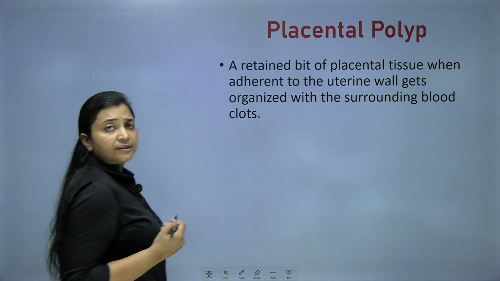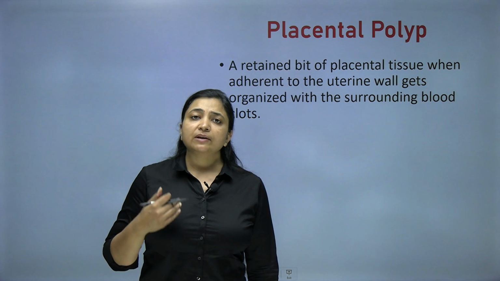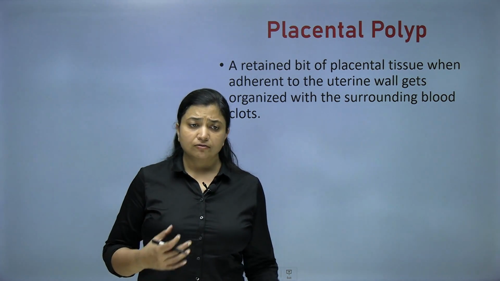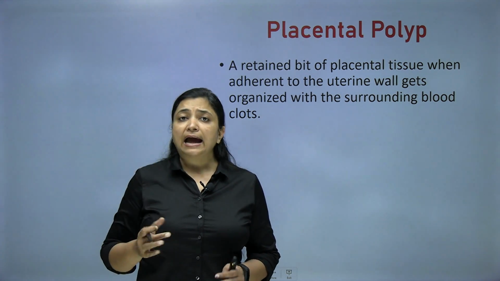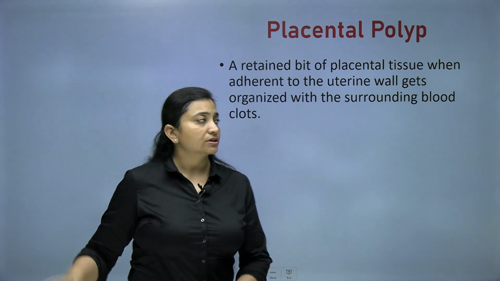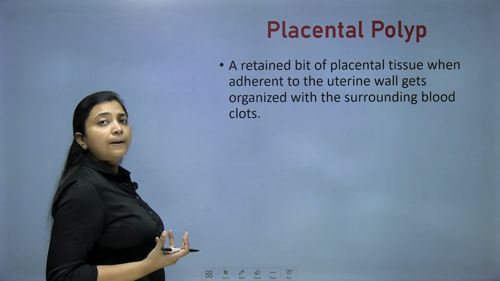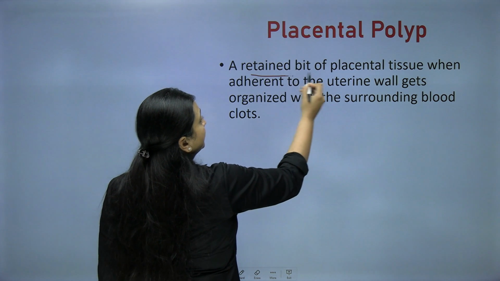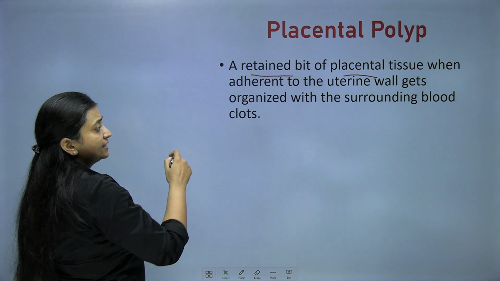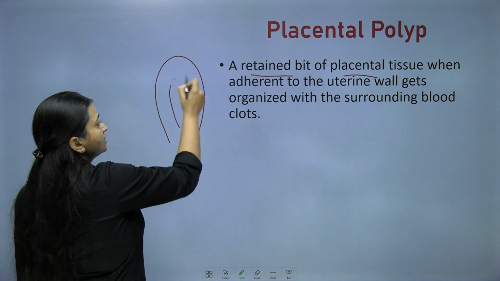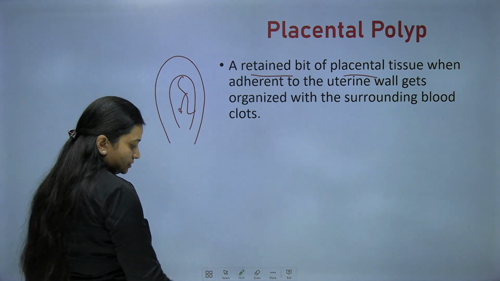Placental polyp. What is a placental polyp? It is nothing but a retained product of conception. Sometimes post delivery or post abortion, there was some difficult delivery of the placenta, or there was some accessory lobe or something, and the lobe is still inside the uterus. So after some time, that thing wants to come out of the uterus and it forms a polyp. A retained bit of placental tissue, when adherent to the uterine wall, gets organized with surrounding blood clots and it looks like a polyp and it tries to come out of the uterus.